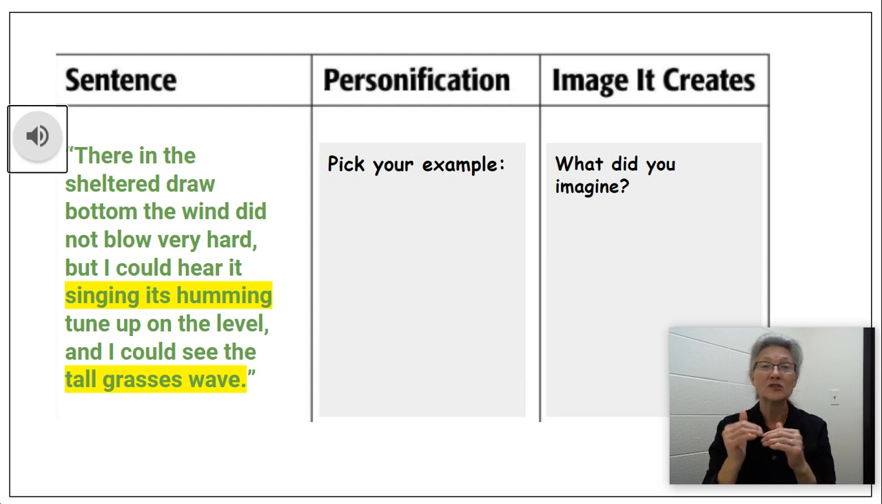Here's what I would like you to do. In the personification box, I want you to pick between the two which personification you would like to jot down. Type your answer in the box. Then, based on the example you chose, I want you to write down what image you got when you heard or read that specific example. Then write your answer in the image it creates box.